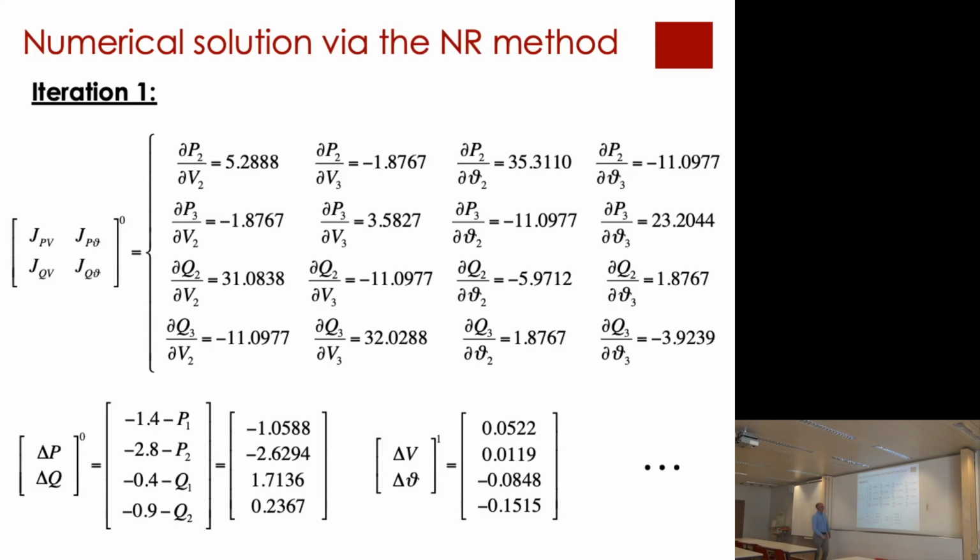Okay? So this is the Jacobian. These are the delta P, delta Q. Get the delta P, delta Q, and then you go on. Okay? And then you iterate continuously until convergence. Normally, a system like this converges in a couple of iterations. It's super quick.